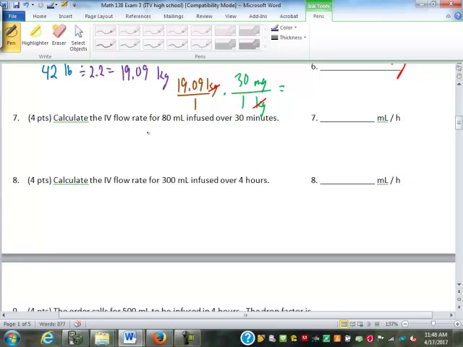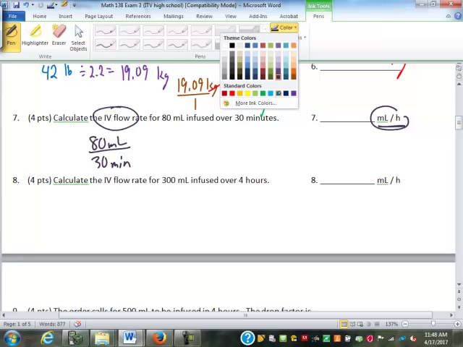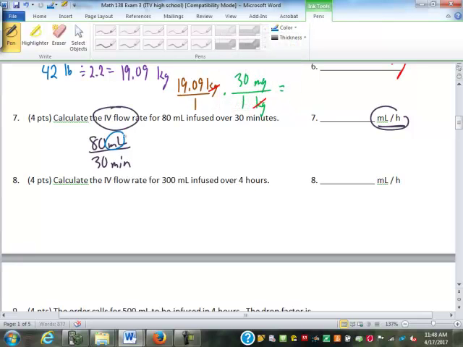Calculate the IV flow rate for 80 milliliters infused over 30 minutes. Now, the first thing we've got to do when we're asked for an IV flow rate is figure out what units we want the answer in. We look here, the units are milliliters per hour. So now we come back to what we're given. We have 80 milliliters over 30 minutes. So we want milliliters per hour. We want milliliters on top. We already have that. That's good. We want hours on bottom. Right now we have minutes.